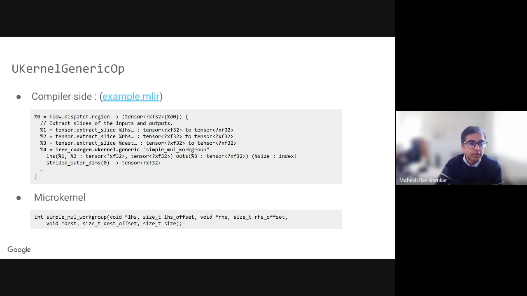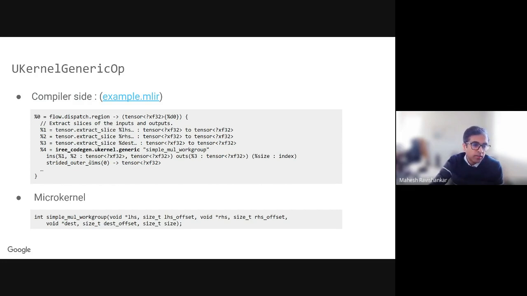It has a few fields. It takes some operands. I'll go into more detail here in the next few slides. But just to set a high level stage of what's going on here, this op is a vehicle to call into the microkernel that we want to use. So it has the same name, simple mul work group, which is to say that this is doing multiply at the level of a single work group.